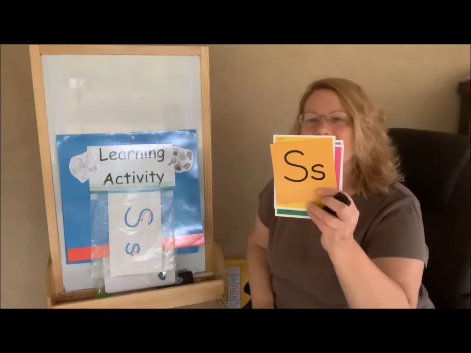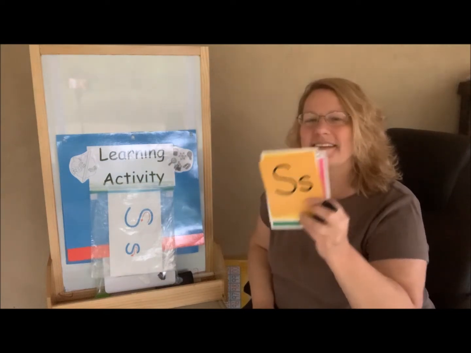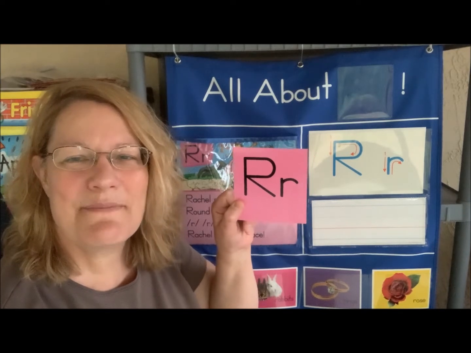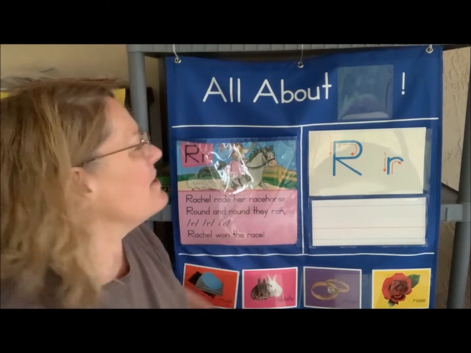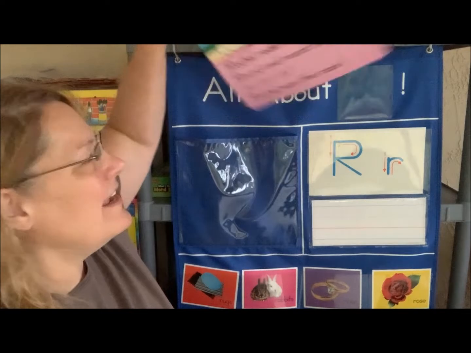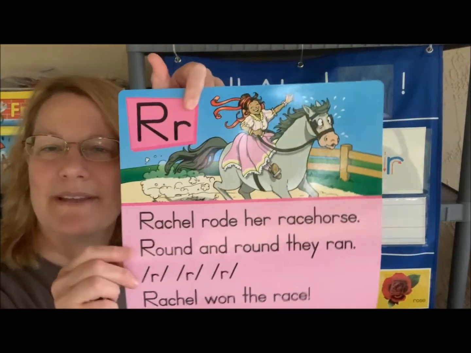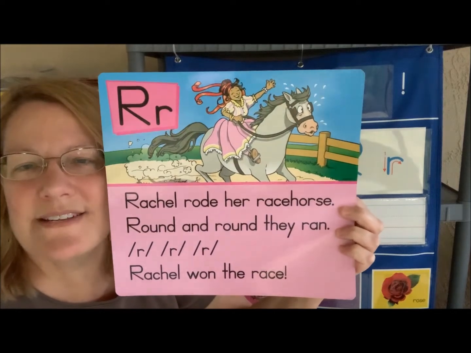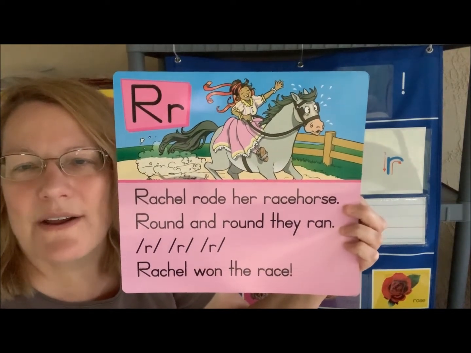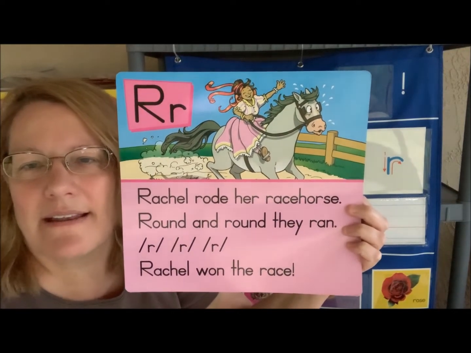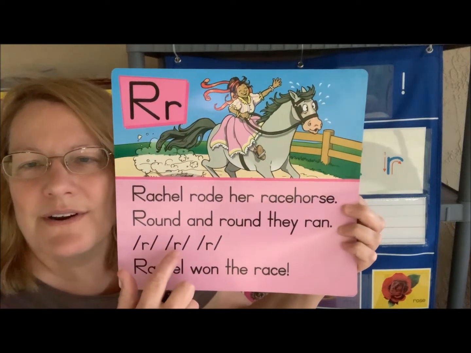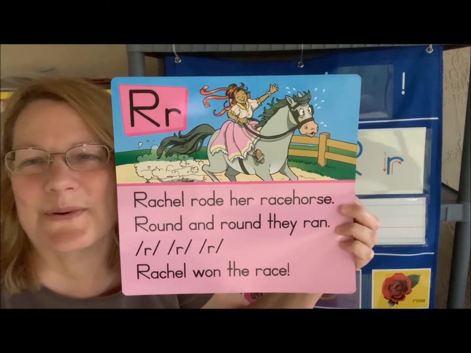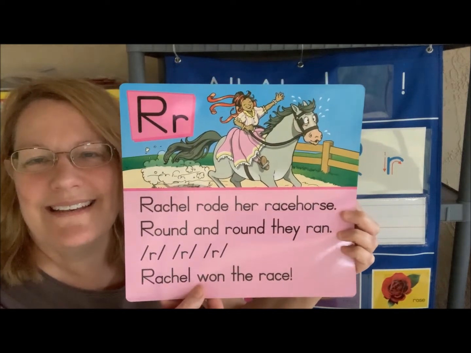Our new letter of the week is S. S says S. Let's go over to our chart and put it up. Let's say goodbye to R. We'll take down the R story. We'll read it one more time. It has lots of sounds in it for R. Rachel rode her racehorse. Round and round they ran. Rachel won the race. Did you hear all the sounds in it?